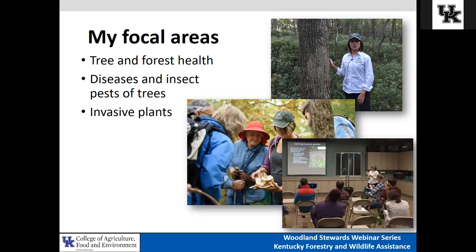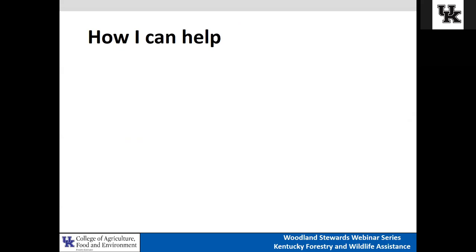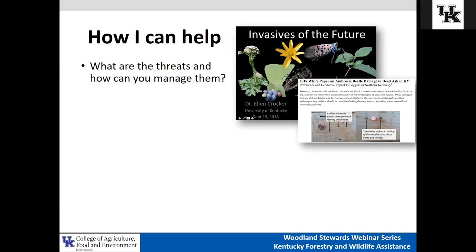So I'm here with the extension team. I'm looking at what are the threats that are currently out there and how can you manage them? So it might be, what are the invasive species that aren't here yet, but are on the horizon and we should be on the lookout for, to try to contain them before they establish. It might be being more aware of the impacts of some of these invasive species that are already there.